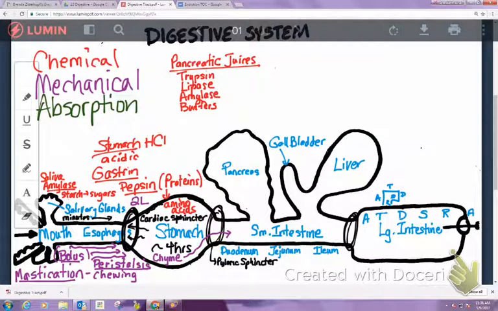Okay, so the pancreatic juices are trypsin, lipase, amylase, and buffers. All right, so trypsin. Trypsin is responsible for breaking down proteins into amino acids. Lipase, what do you think lipase breaks down?